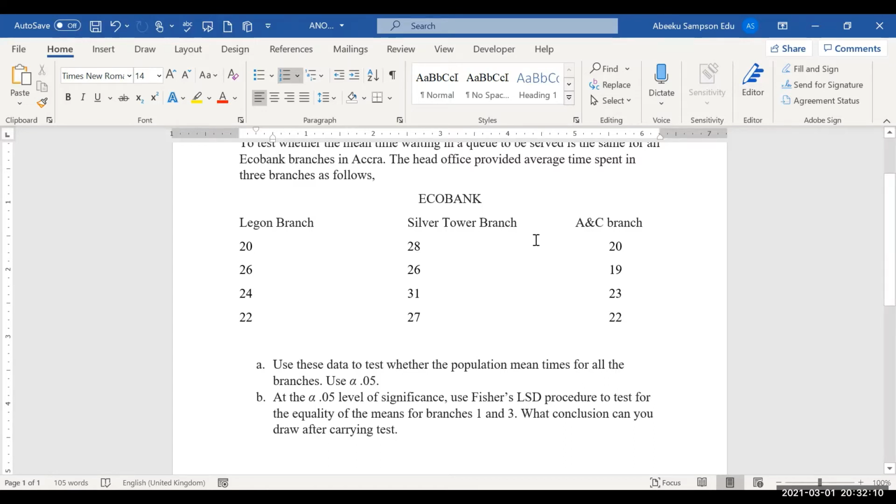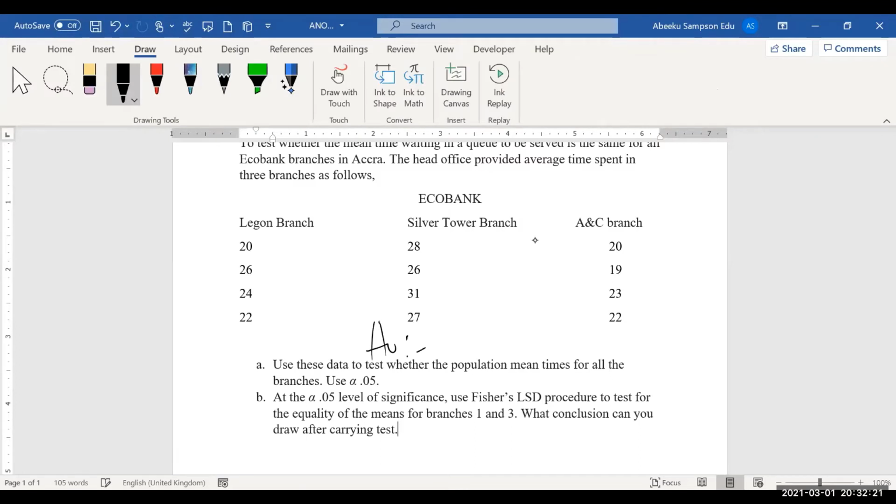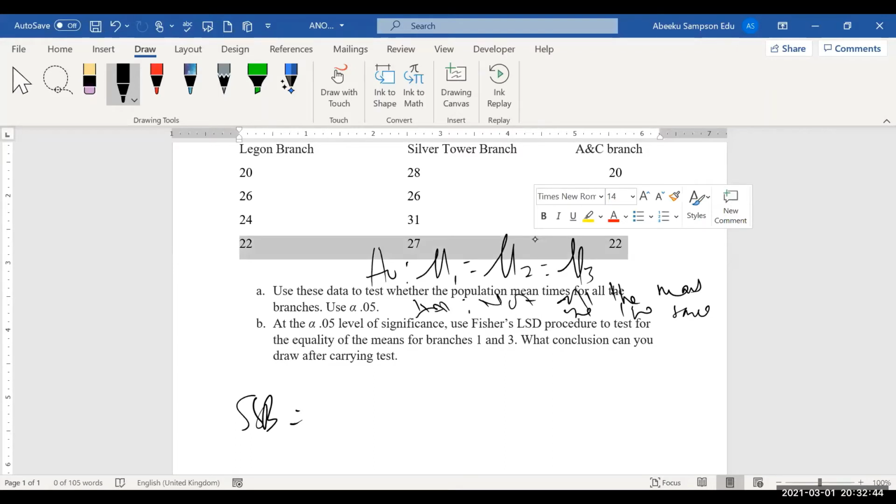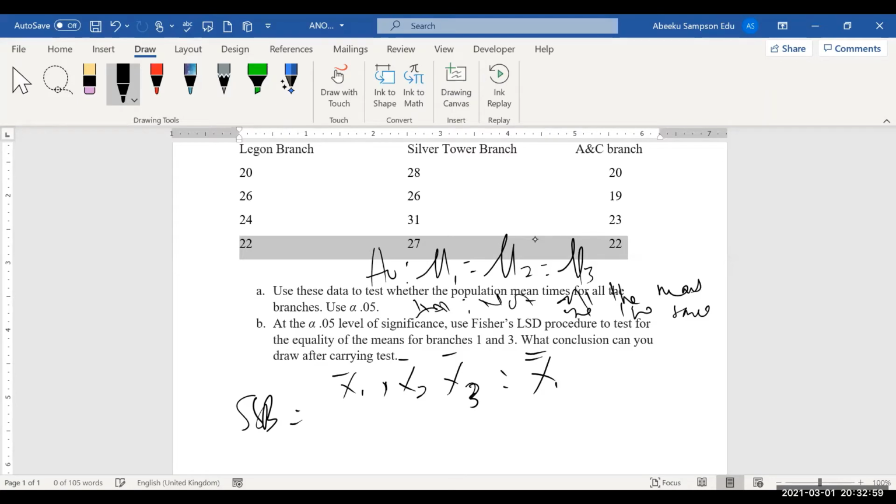Yes, doctor. So you go through the same procedure. As I said, number 1, you write the hypothesis. In this one too, we have 3 samples. So your H0 is mu 1 equals mu 2 equals mu 3. Then the HA will say that not all the means are the same. Once you do that, go on and find your SSB. By finding the SSB, we said that we need to understand the mean for each of the groups. So the sample mean for Legon branch, Silver Star Tower branch, and the ANC branch. Then when you are done, you find the grand mean, X bar bar. That should help you solve for SSW.